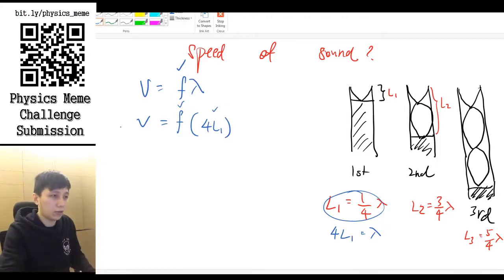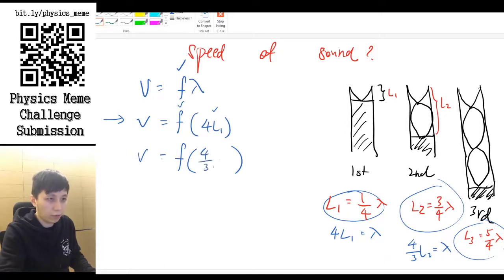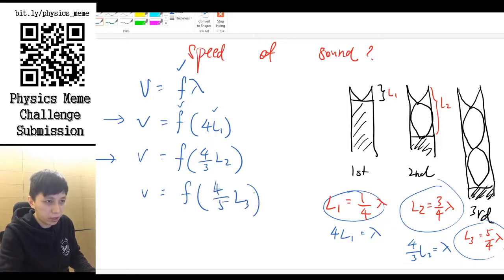Or you can also try to use the second and the third harmonic to help us triangulate the result, or you can try to plot the graph, that's also fine. In that case, it will be f, and lambda will be 4 over 3 L2. Similarly, you can also use the third harmonic, that is f, and lambda is 4 over 5 L3, to find the speed of sound as well.